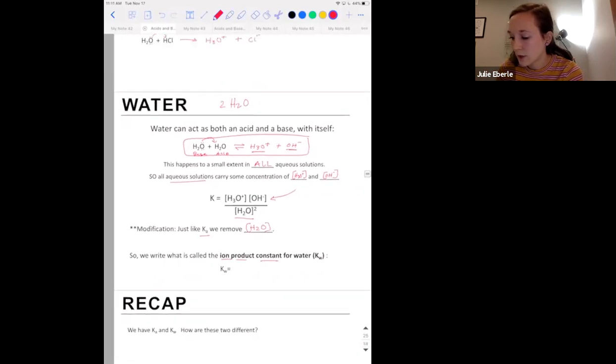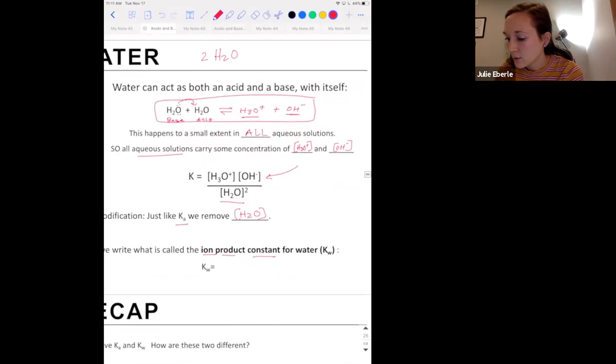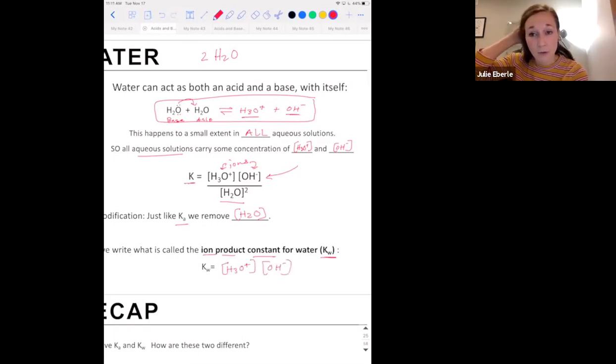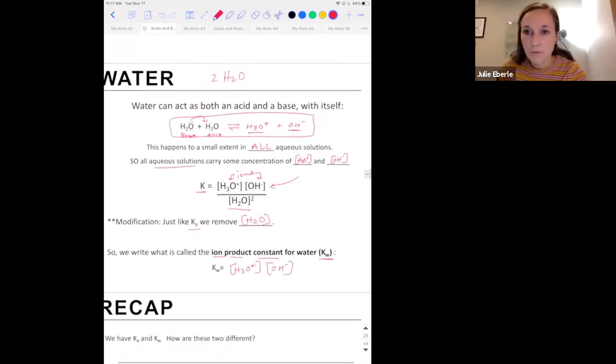Okay, why do we call it this big long name for water? Well, these are both ions, right? This one's the cation and this one's the anion, and we're multiplying them. And when you multiply something, it's called a product, and K is going to be a constant. So the ion product constant for water, and we put a little W there to remind us we're talking about water here. So Kw, once we remove water, both of them, from the denominator, we just have this, H3O+ times OH-. And I'm going somewhere with this, so hang tight, we're almost there. This is Kw, okay?